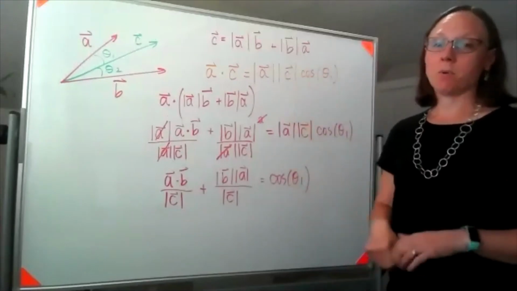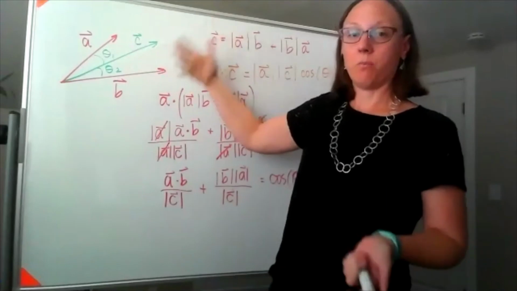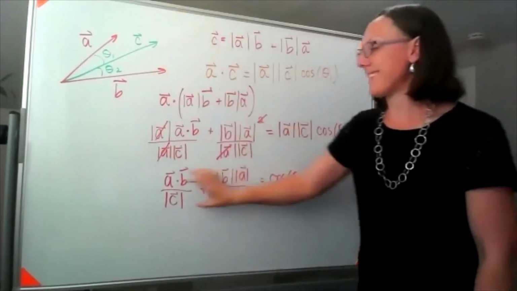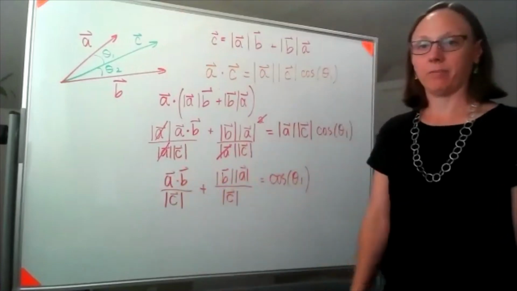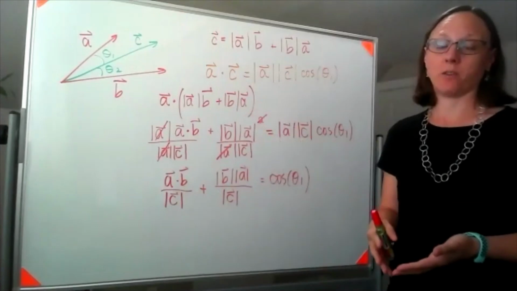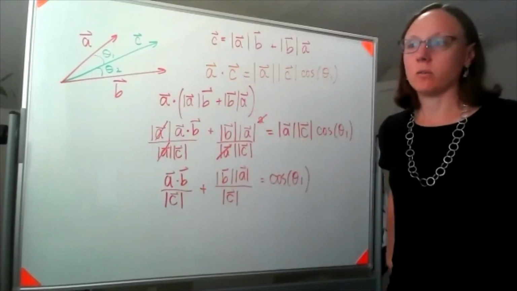If you repeat this process for theta 2, meaning you take the dot product of C and B, you should end up with exactly the same quantity over here. So that's how you would finish it, to show that C does bisect the angle between A and B.